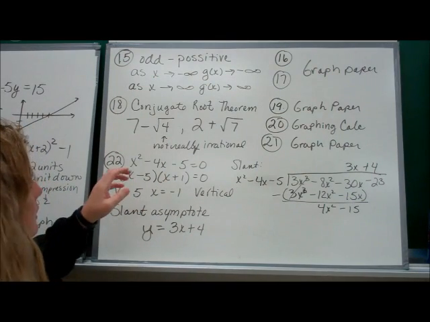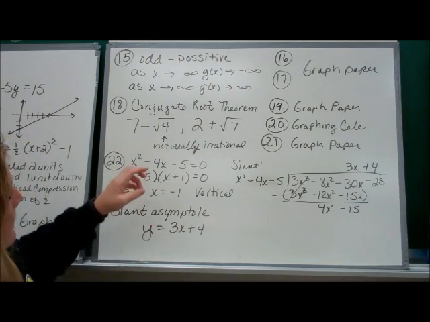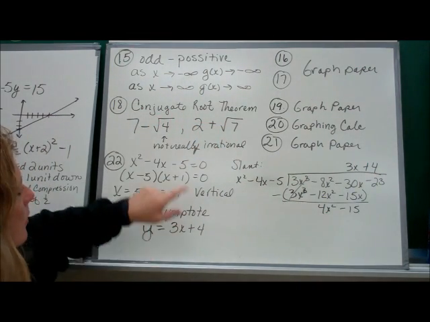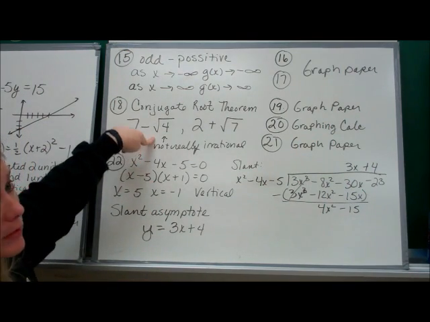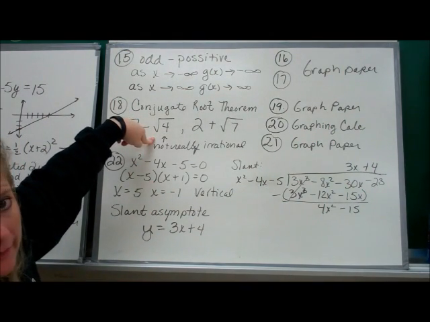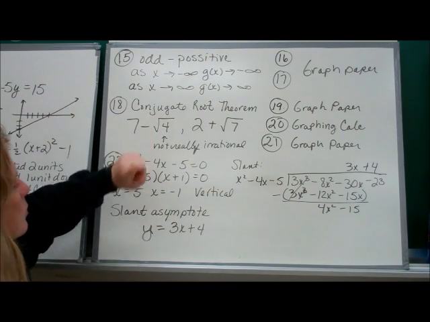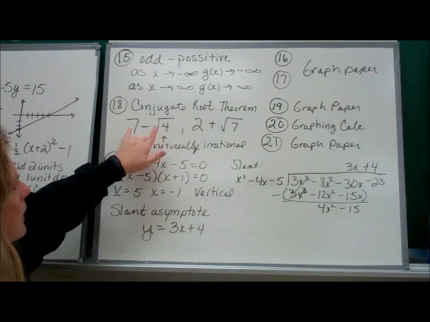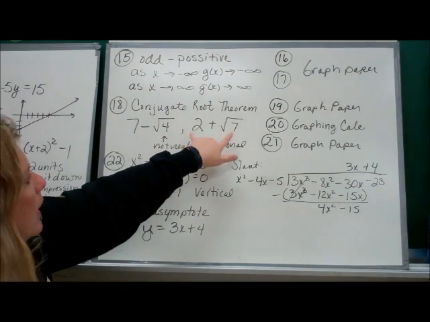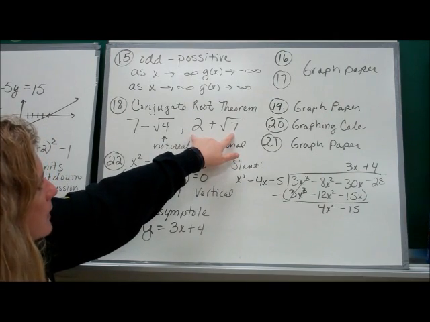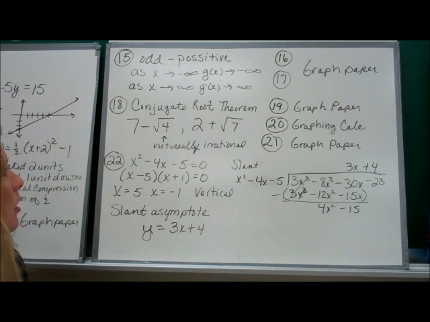Given these two roots, find two more roots. You're going to use the conjugate root theorem. These are irrational numbers. Technically this one's not, but I guarantee on the exam it will be. 7 minus the square root of 4 is the conjugate pair to 7 plus the square root of 4. And then 2 plus the square root of 7 is the conjugate pair to 2 minus the square root of 7.